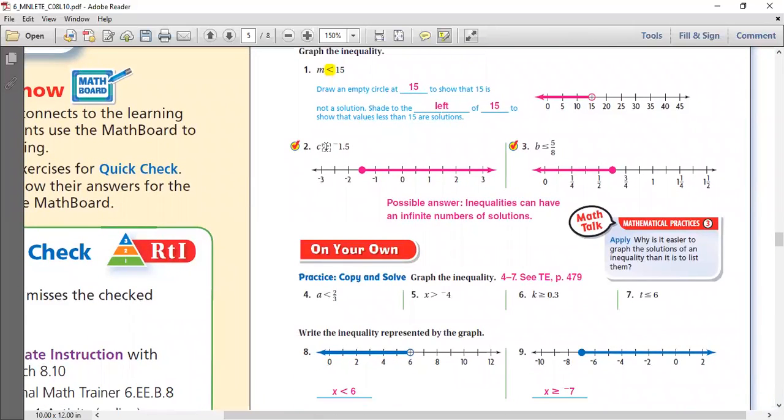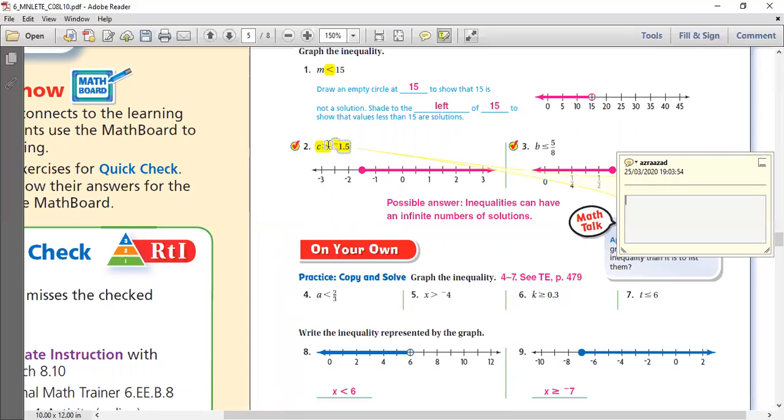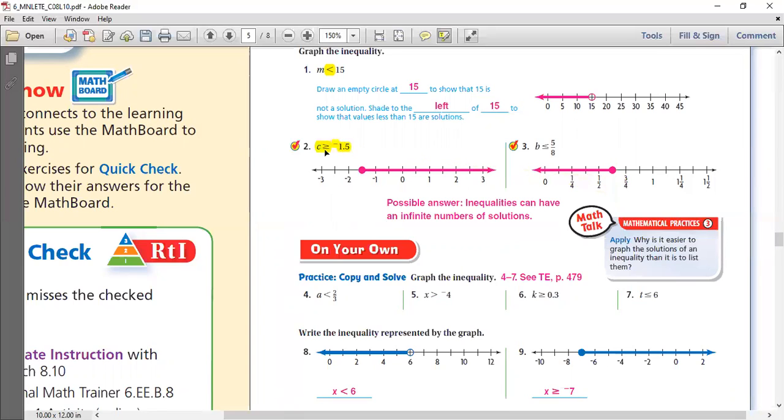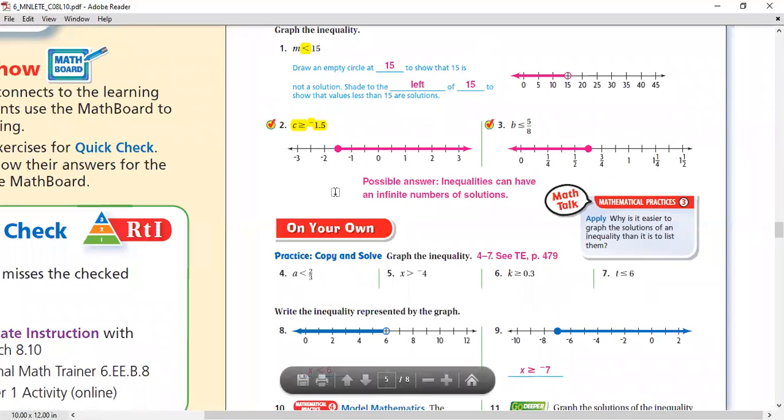C is, what's the symbol? C is greater than or equal to negative 1.5. Now, you know negative 1.5 is between negative 1 and negative 2, right? So between negative 1 and negative 2, we have to draw the circle. Now, do we fill it? Yes, because you can see the sign here. It has greater than or equal to, right? So because it has the symbol greater than or equal to, you have to color it.